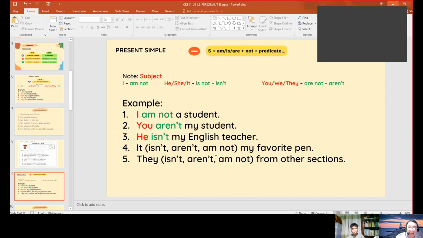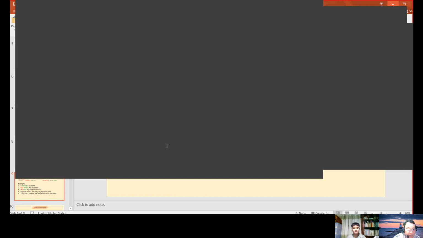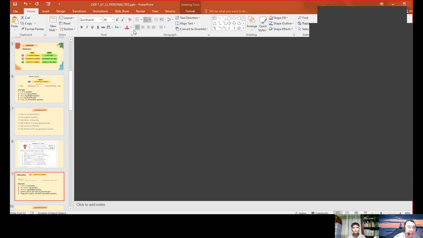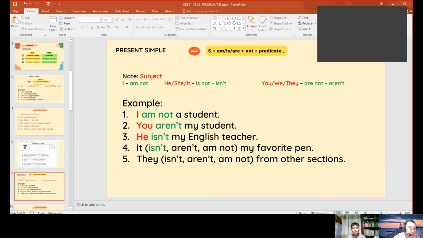Isn't, aren't, I'm not my favorite pen. I think it isn't my favorite pen. Yes. Why is it isn't? Because our subject is it. Very good. So I have to mark this one as green because this one is the correct answer.